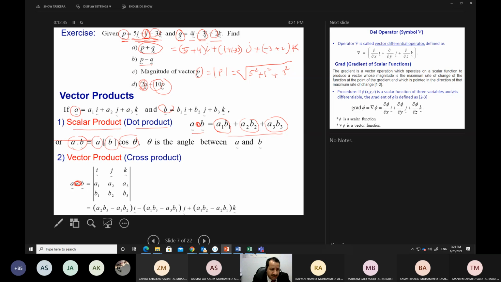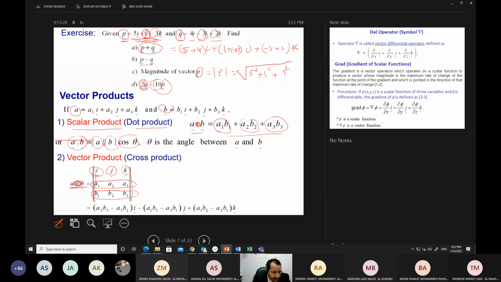For cross product, we use the determinant. You may say, okay, what is the determinant? We'll talk about it in matrices. In this way, we will put I here, J here, K here. A cross B, then we put A elements below I, J, K, B elements below I, J, K. And then we start to do the multiplication. How do we work on this?